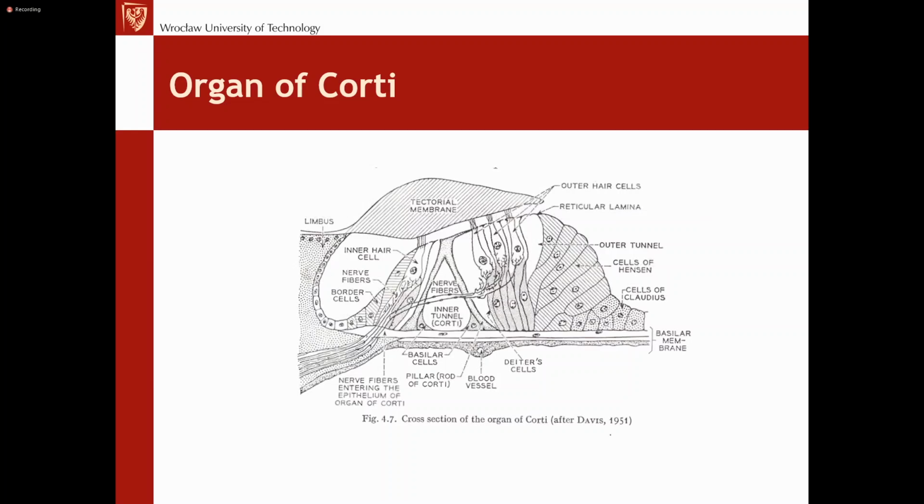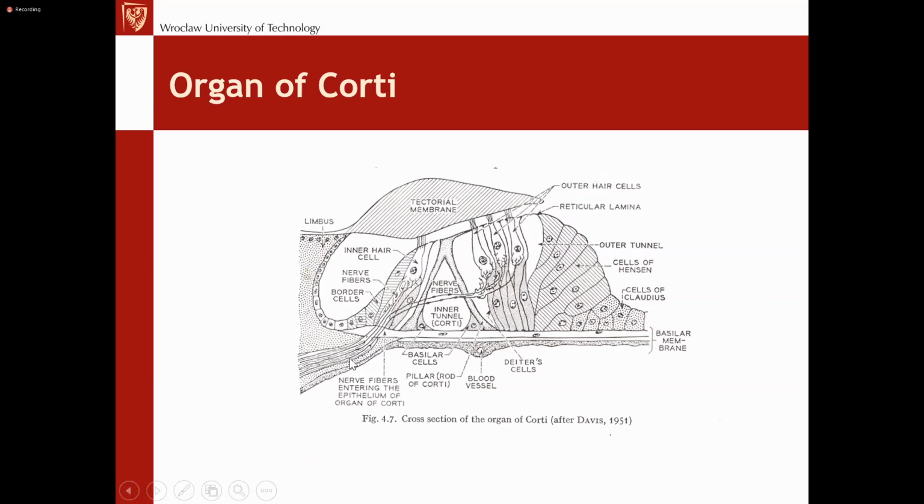Well, this is a cross-section of the organ of Corti, because this element of the inner ear is often called the organ of Corti.